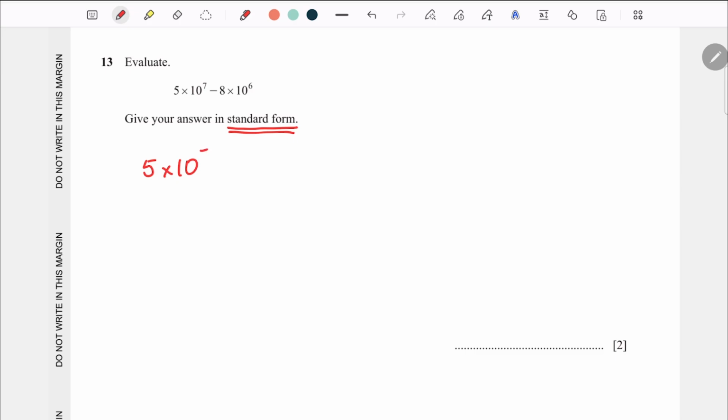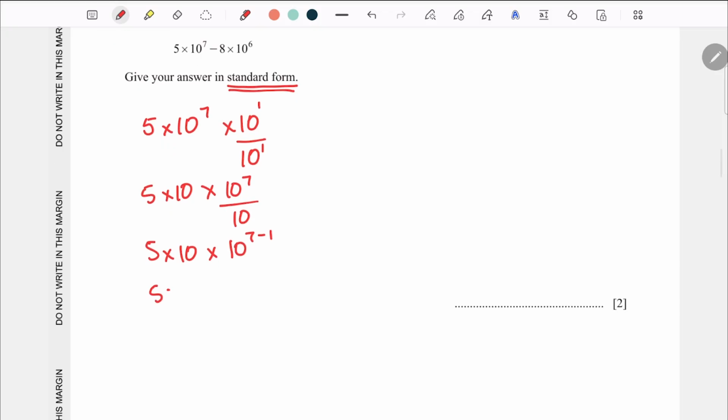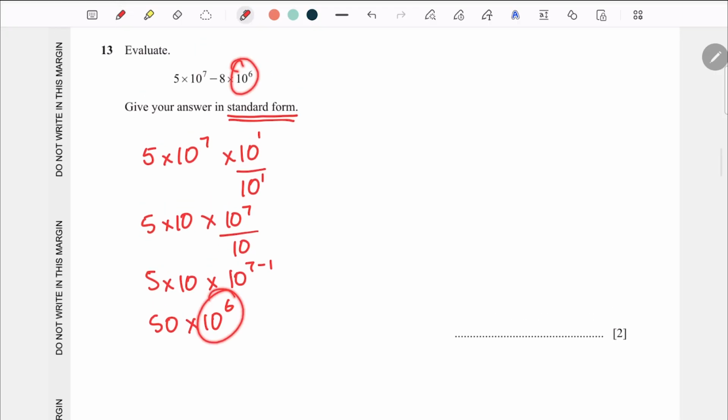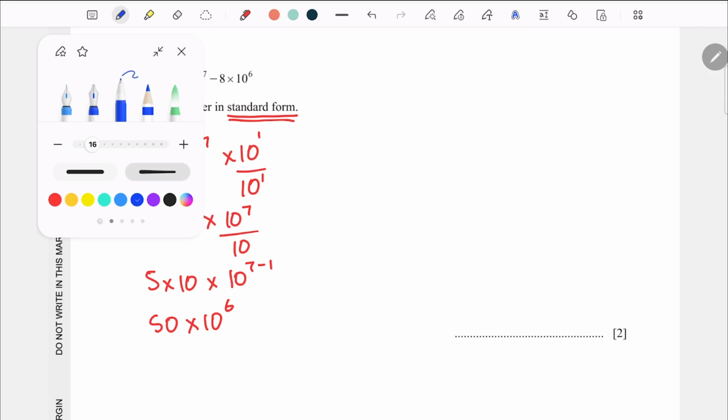5 × 10^7 multiplied by 10 divided by 10. So both of these have power 1. Basically, when the bases are the same and they're being divided, the powers will subtract. So 5 × 10 multiplied by 10^7 divided by 10. 5 × 10, 10^(7−1), and this will then become 50 × 10^6. 10^6 and 10^6, both of them are uniform. So now I'm going to solve it.